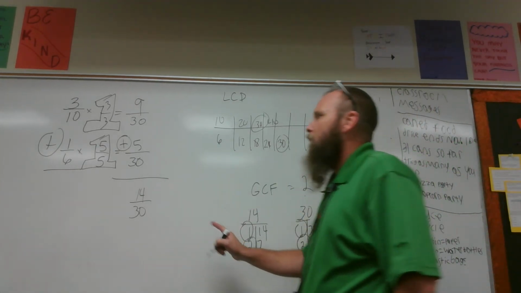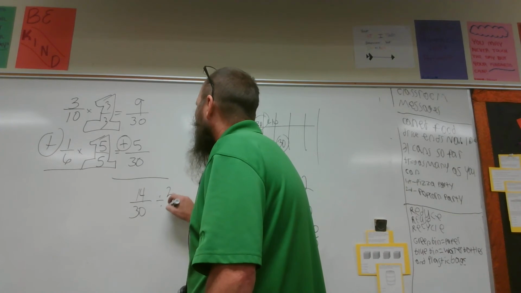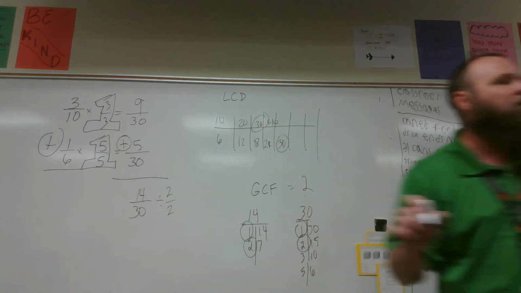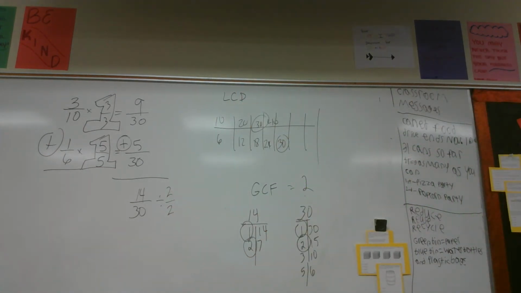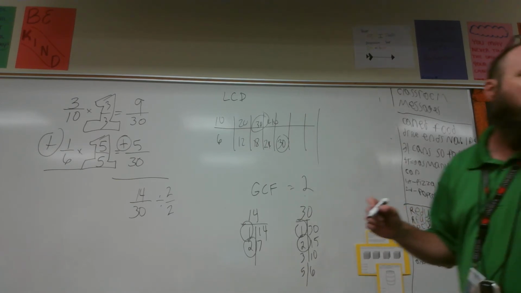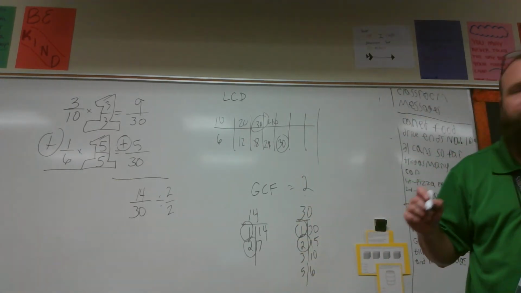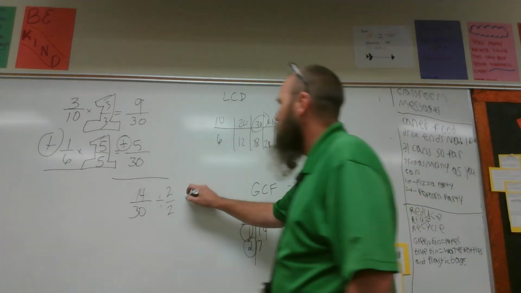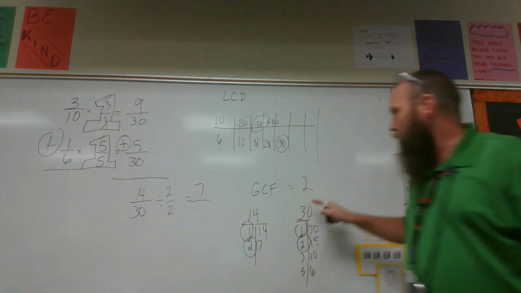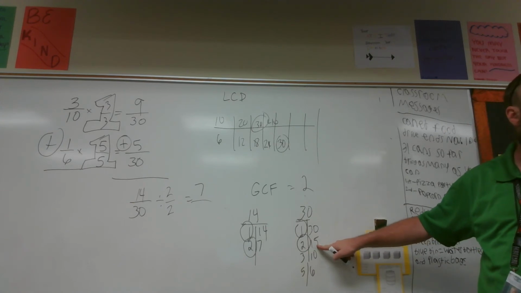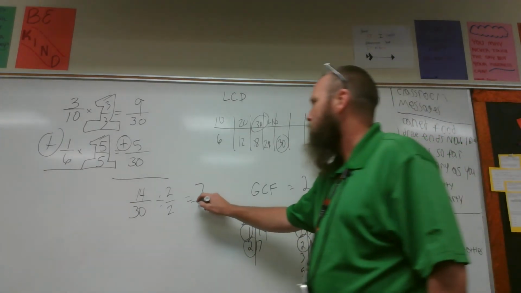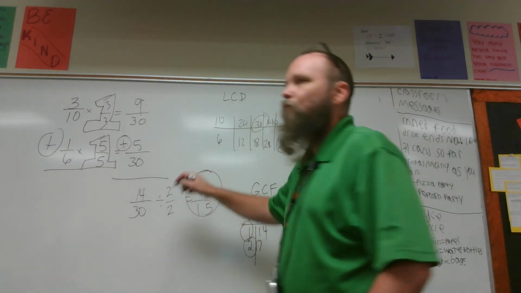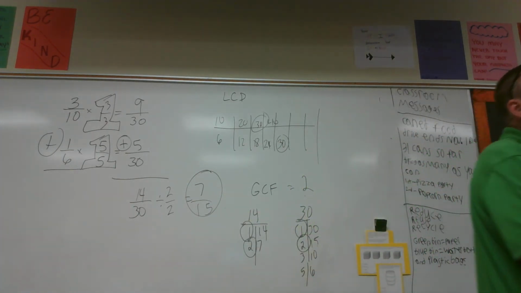I take my greatest common factor. I divide both my numerator and denominator by that greatest common factor. So, Ava, what is 14 divided by 2? 14 divided by 2 equals 7. And 30 divided by 2 equals 15. This would be my answer in simplest form.